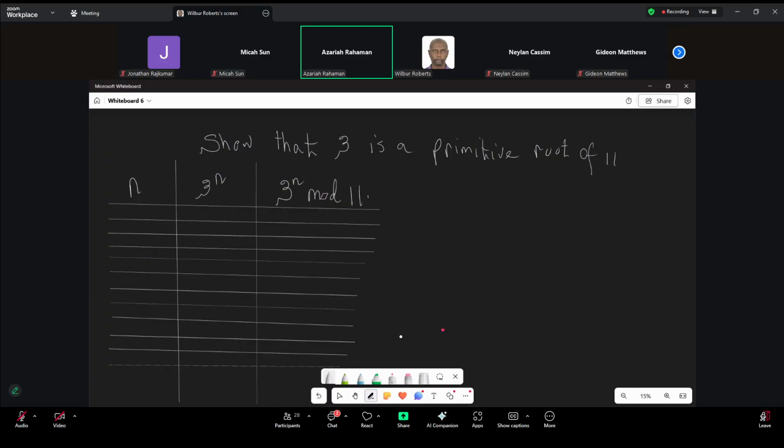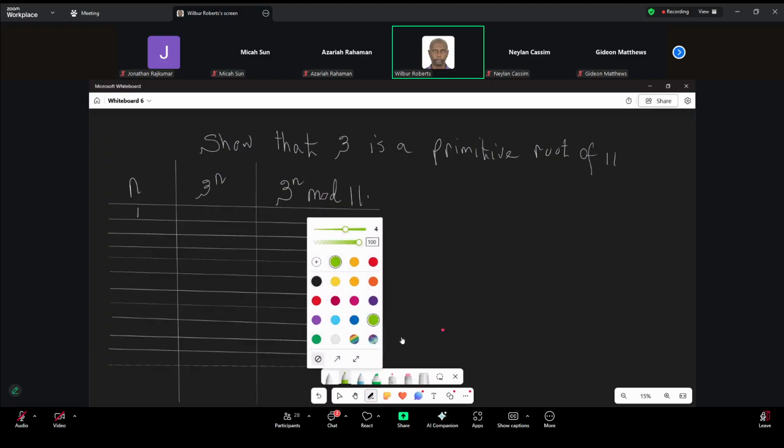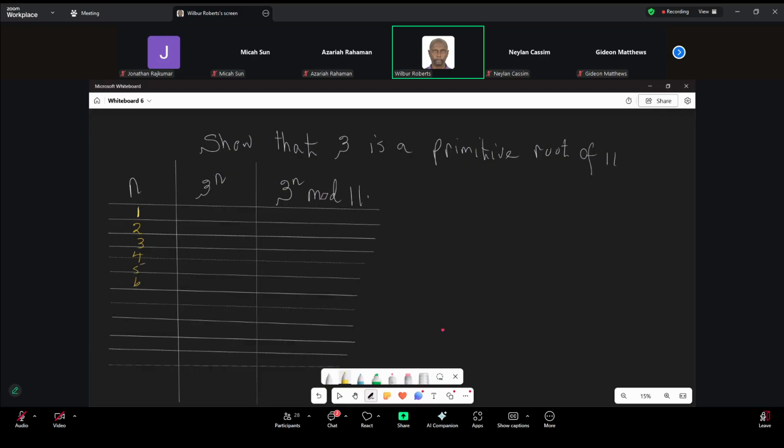I say you could go online and bring up a modular calculator. Just type in modular calculator. So on the n column we will have 1, 2, 3, 4, 5, 6, 7, 8, 9, 10, 11.